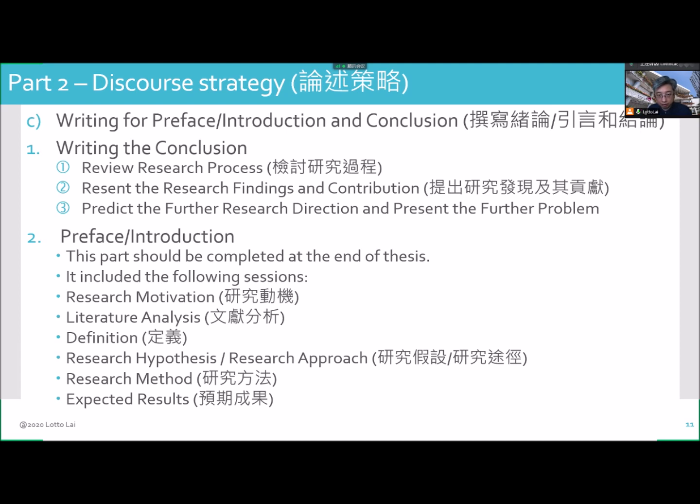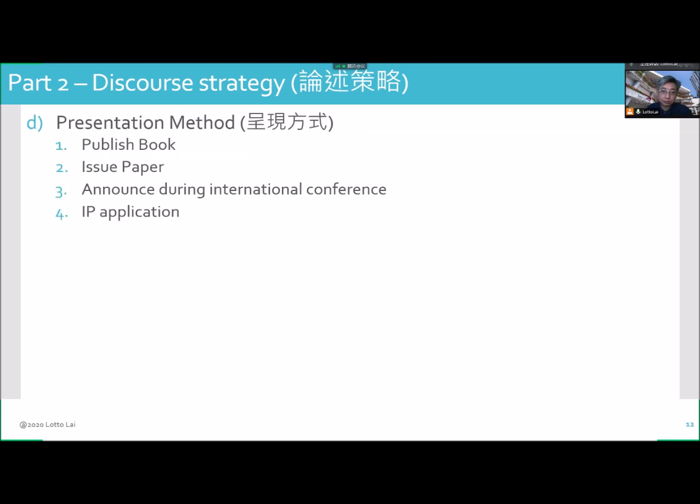It includes the following: your research motivation, your literature analysis, your definitions, research hypothesis and methodology, research method, and expected result in the beginning. However, this is an abstract of the methodology. You need to go through the whole thesis, so that is why during the writing, you will modify the introduction several times. And then the presentation method: in your research, you can publish a book, issue a paper, announce at an international conference, or apply for IP.